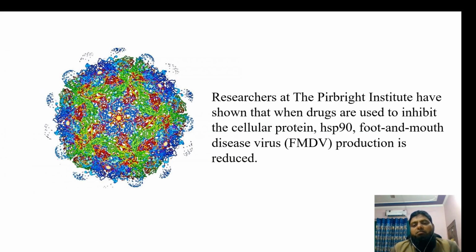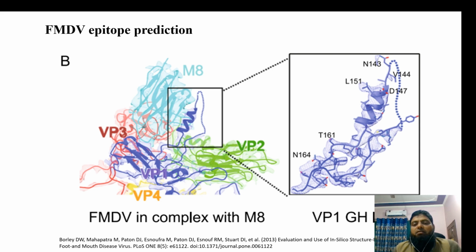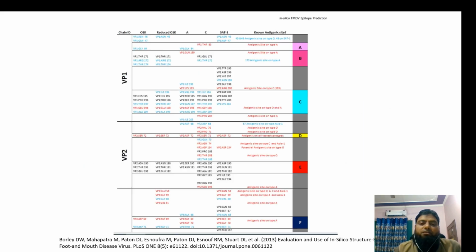In addition to that, we can also target certain proteins like HSP90, which is of course required by the FMD virus to stabilize its protein structure and ultimately assemble, and it has also been proposed as a target for certain drugs. And then within this surface protein, we have a VP1 GH loop, which has been proposed to be critical when we have to design certain vaccines based on these structural proteins.